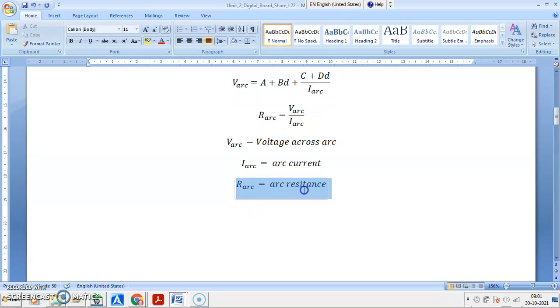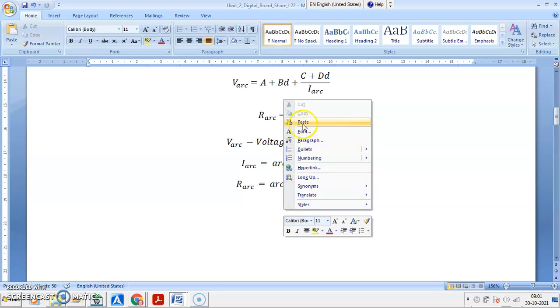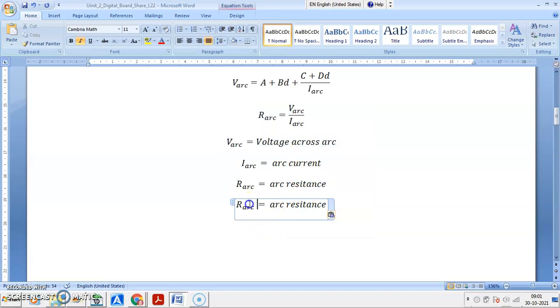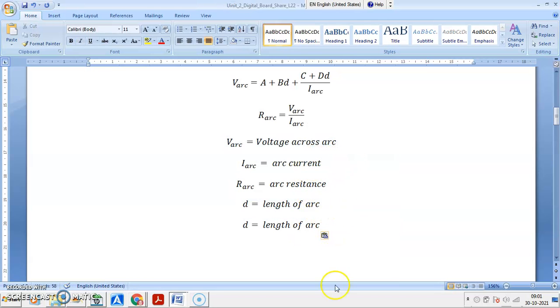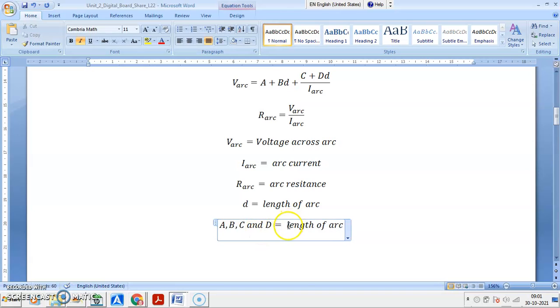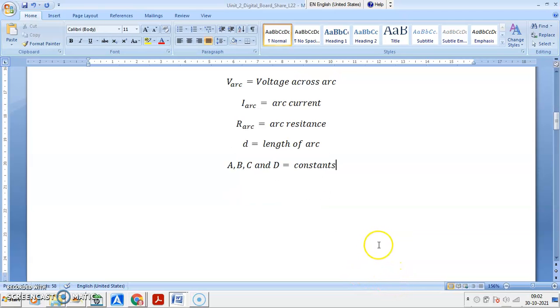Then one more term is there, D: the distance of separation, the distance or length of the arc. And what about A, B, C, D? A, B, C and D are constants. So you are having this formula for V arc.